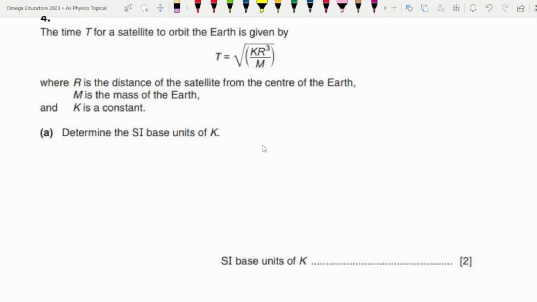We need to find the SI base units of K. So just an easy one. We can take the square on both sides, so we can get rid of the square root over m.